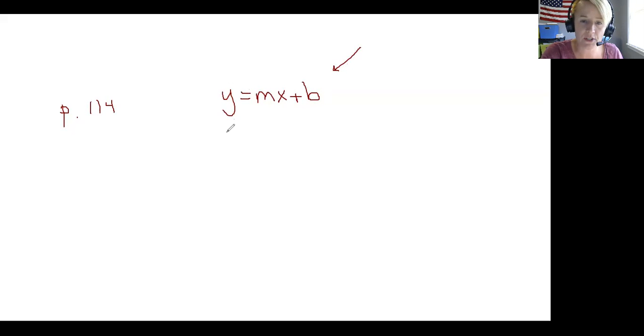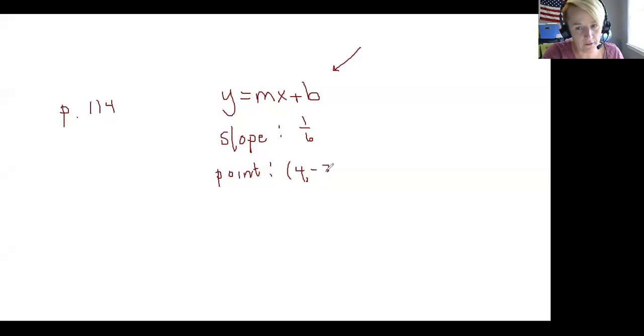So here's the information that I have. They say, hey, we'll go ahead and tell you the slope, and the slope here is 1/6. Okay. And they also give me a point. So I have a point, which is (4, -3), and I have my slope. So I need to write an equation that would work with that information.